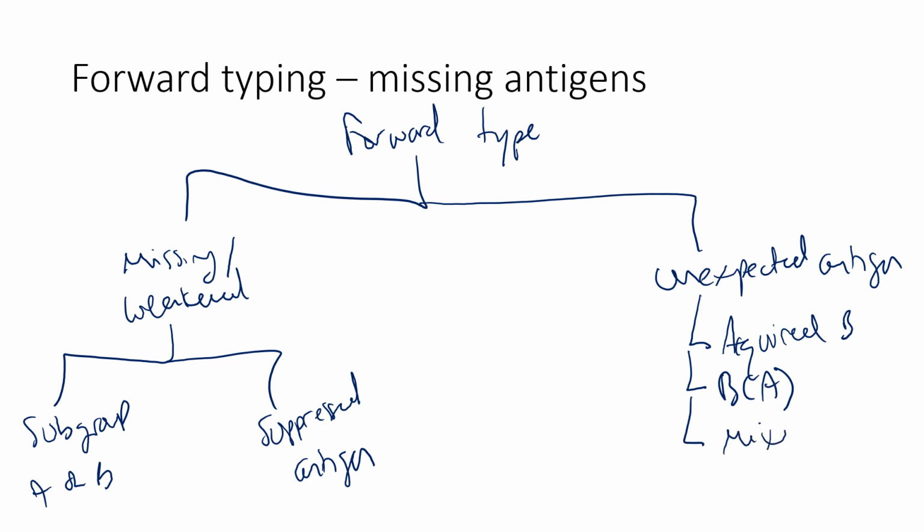You can have mixed field, and you can have antibody coating the cell, which blocks the antigen from being detected. And before I forget, if anyone ever wanted to know, this is called B sub A. So for our forward typing, we can have mixed or weakened, and we have subgroups that are A or B. We can have a suppressed antigen, and on the other side, we can have unexpected antigen. So we can have acquired B, we can have a B sub A, mixed field, or antibody coating the red cell, which throws us off.